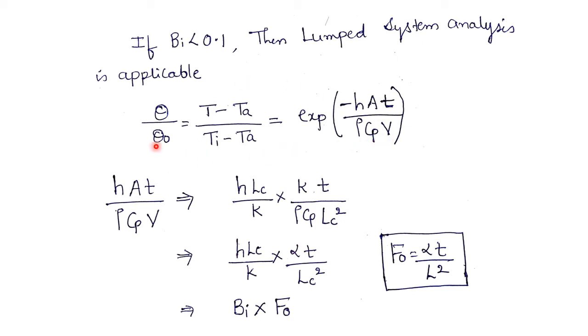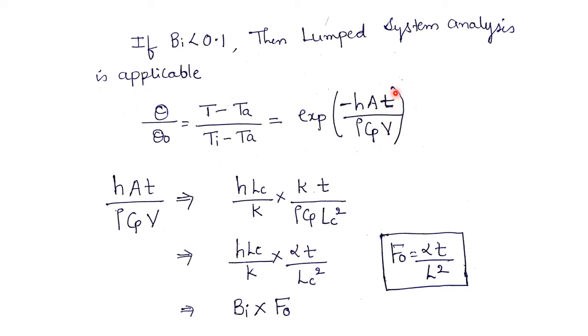Already we know this formula: theta divided by theta naught is equal to T minus Ta divided by Ti minus Ta, where theta equals T minus Ta, and theta naught is nothing but Ti minus Ta. This will be equal to exponential of minus H into A into T divided by rho into Cp into V. This formula we have already derived.